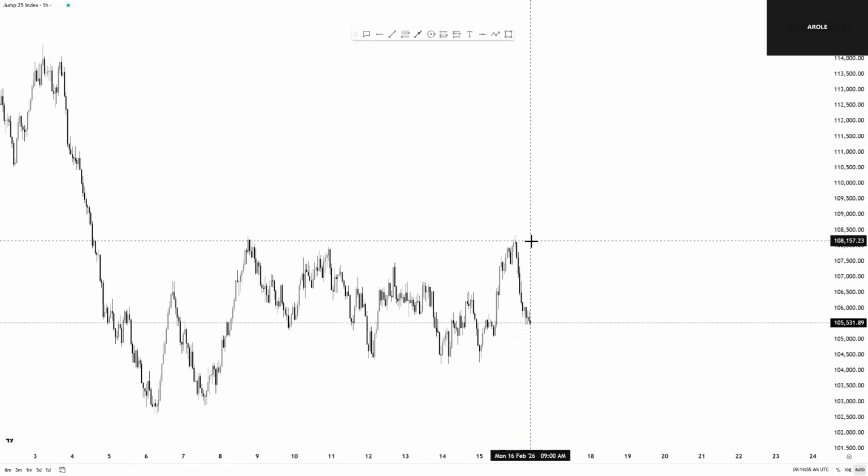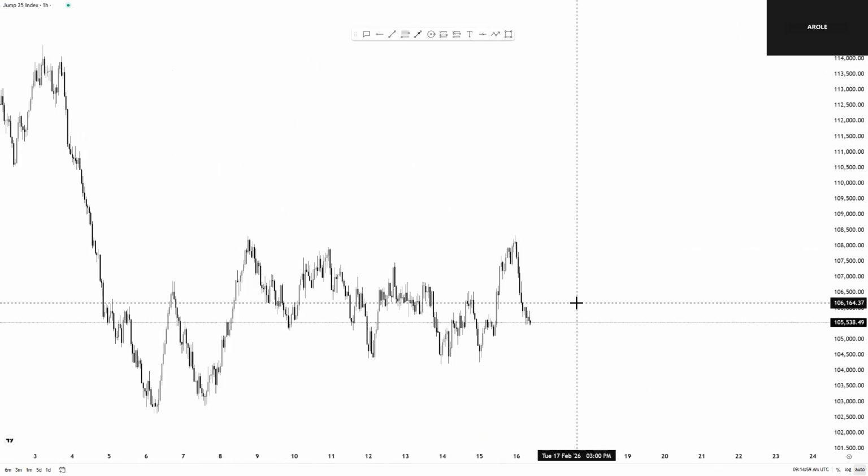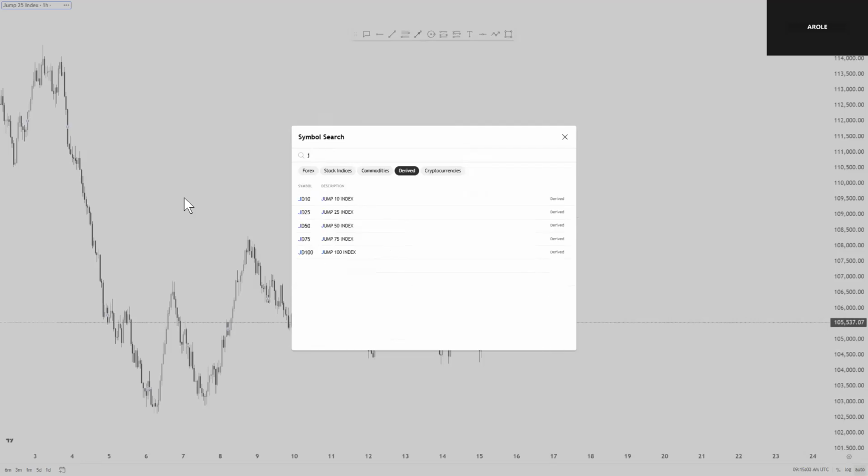No, I don't have a point for continuation here. I don't have any continuation trade here. So let's head to the next one. What do we have next?